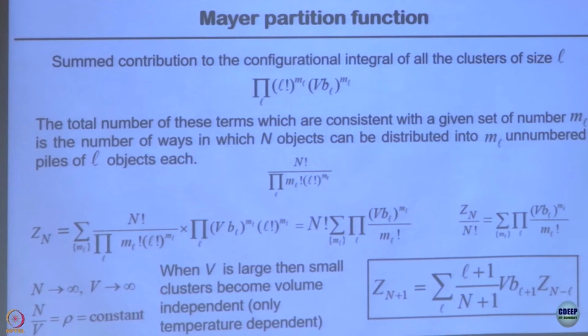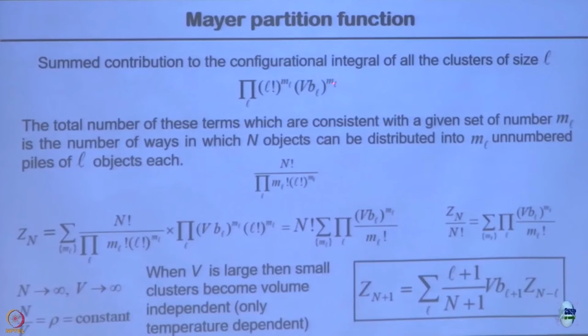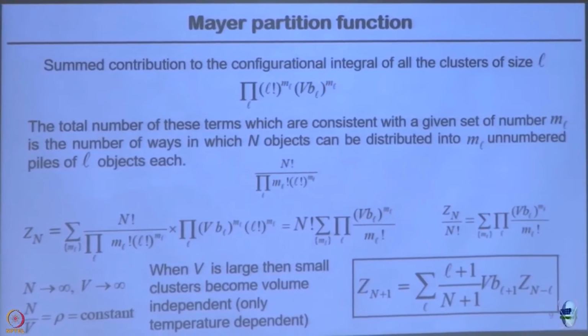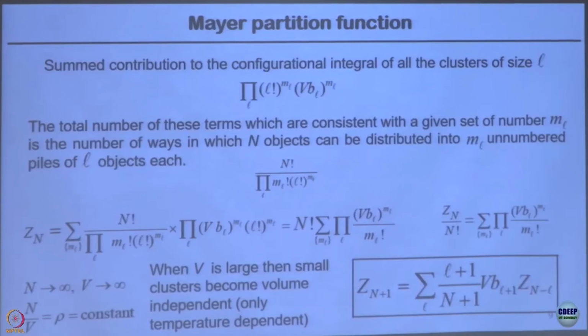what is the configuration integral of that? This is just this thing, because there are ML of them, and this is the weight. So, this part is trivial, right? A little less trivial is the total number of ways we can combine them. I have n of them into groups of L, distributed in unnumbered piles of L objects. This is the quantity. So, the total partition function is the product of the two.